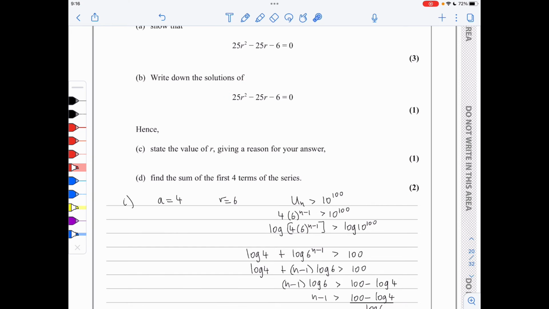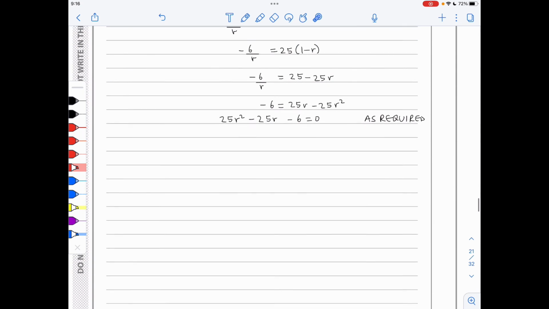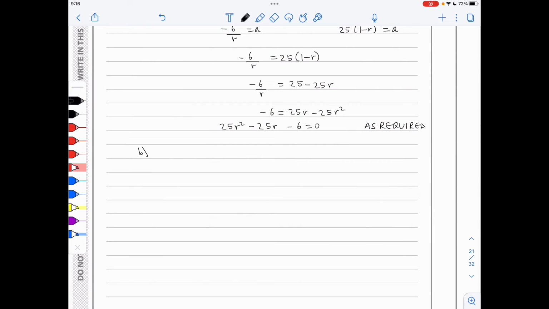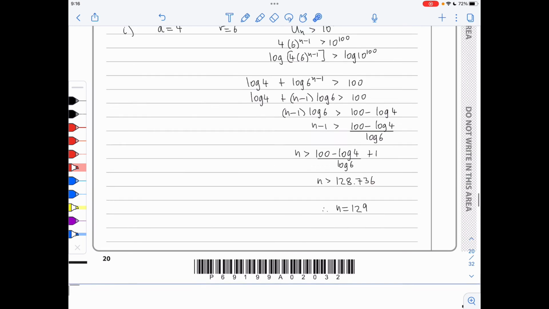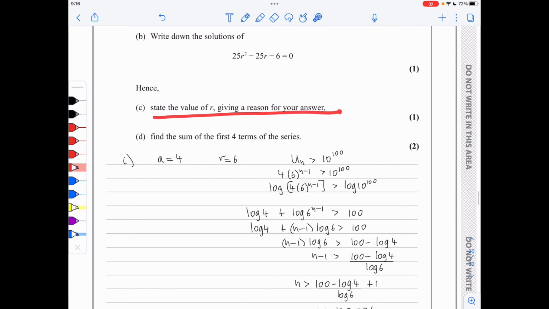So this factorizes, or you could use your calculator. It factorizes into 5r plus 1 and 5r minus 6 is 0. So r is minus 1 over 5, or r is 6 over 5. So these are the solutions to the given quadratic. And we are told to state the value of r, giving the reason for our answer.